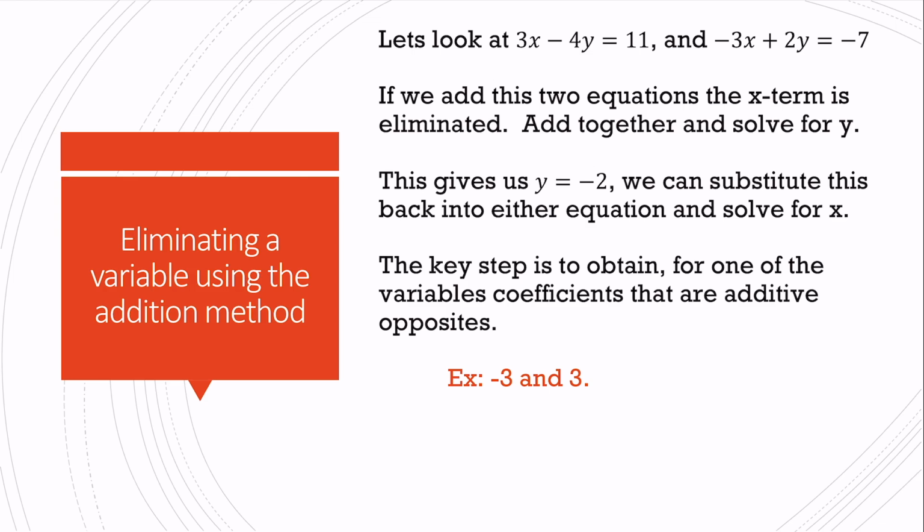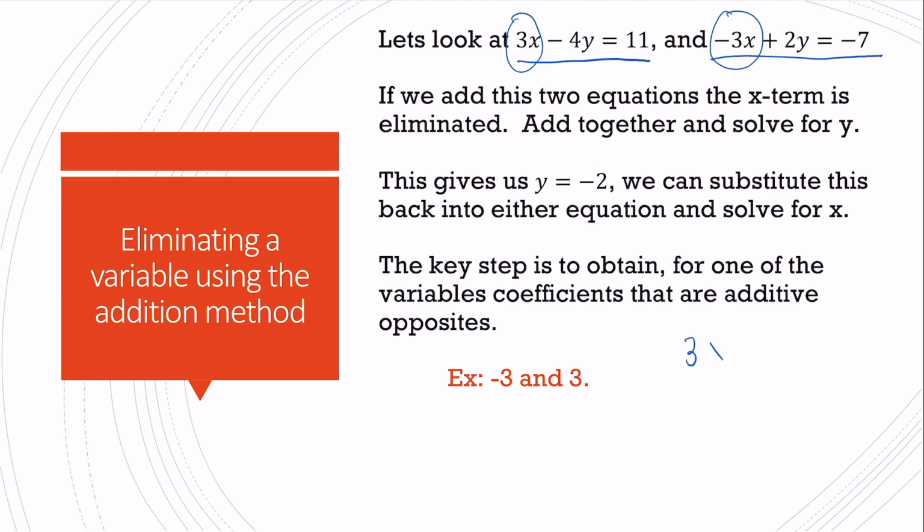the main goal of elimination is to eliminate a variable. So let's take a look at these two linear equations. I have 3x minus 4y is 11, and negative 3x plus 2y is negative 7. One thing we might notice is that our x terms are opposites or additive inverses, meaning if we added them together, we would cancel out those terms.